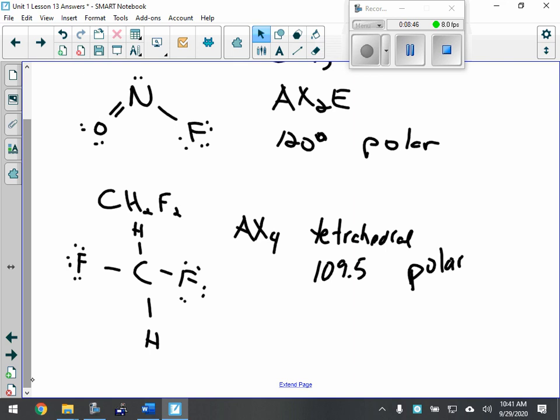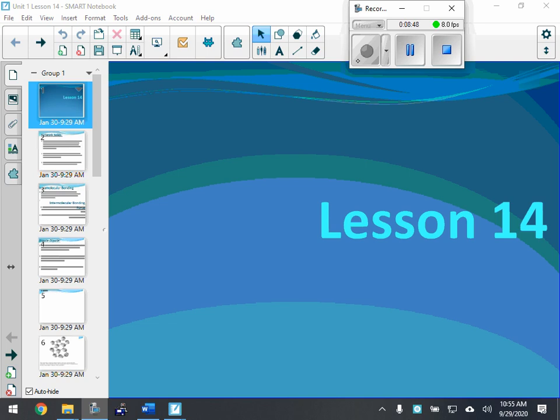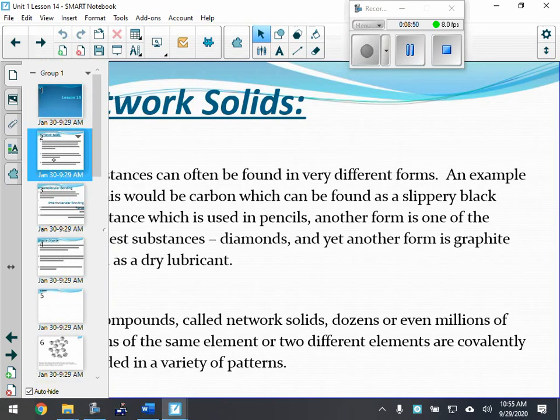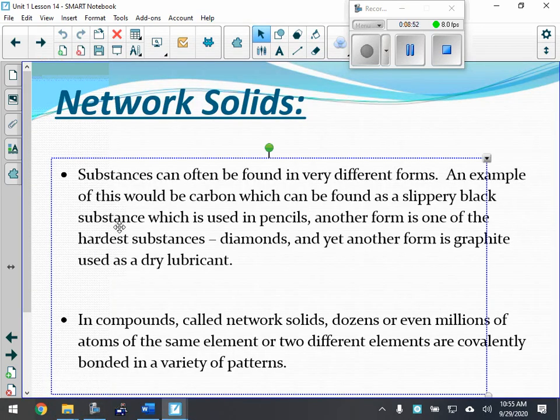Let's just pause it today, so people have something to do at home. All right, so today, lesson 14. We talked about network solids really briefly yesterday. I said, don't worry about that. I don't really care about that.